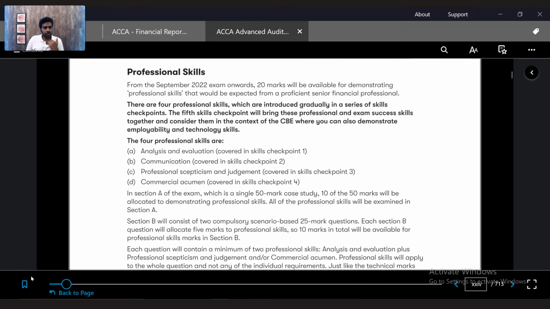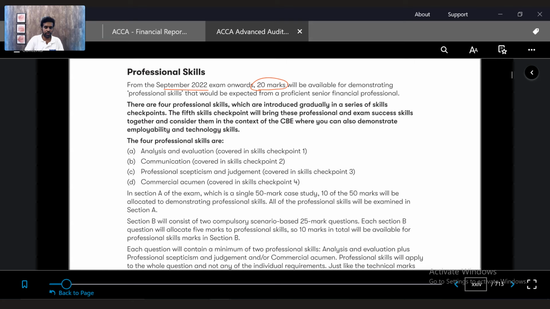So now let's talk about professional skills and how these professional skills marks can be scored for an AAA examination. From September 2022 onwards, these professional skills marks have been introduced into the examination. Up to 20 marks are available for it, and to score you cannot just study.